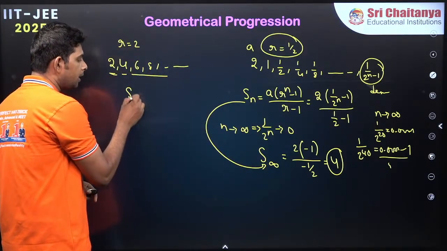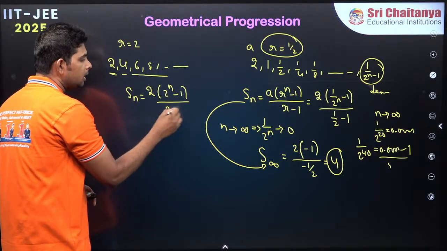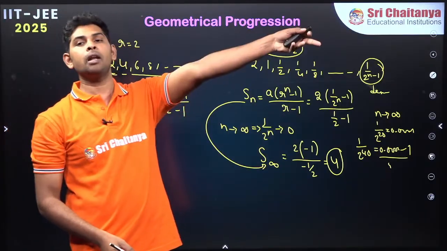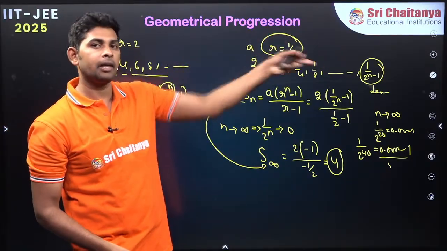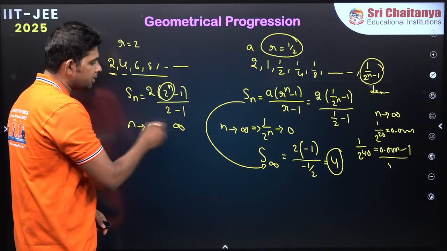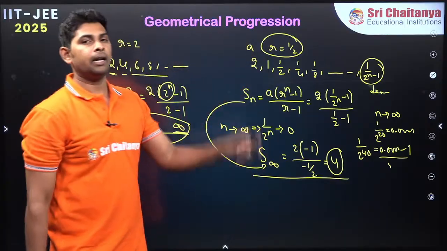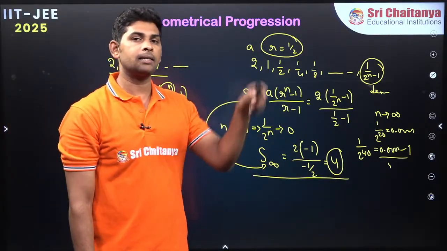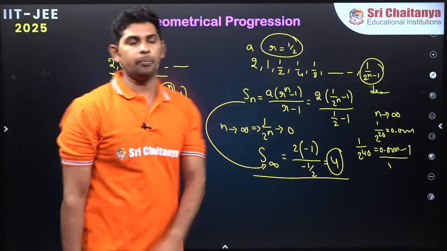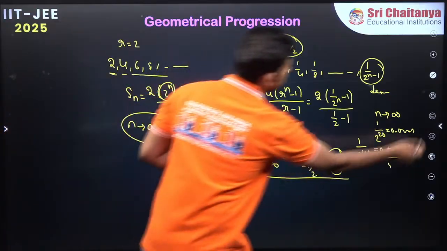Your sum Sn is going to be 2 into 2 power n minus 1 divided by 2 minus 1. Let us take n equal to 20. 2 power 20 is a very large number. That is why it is tending toward infinity. This is going to be infinity if n is also infinity. That is not giving any finite value here. But in the earlier case it is giving a finite value. That is why we consider this one as an infinite sum, or this GP is called an infinite GP. So let us see what that infinite GP is, how we are going to define it.